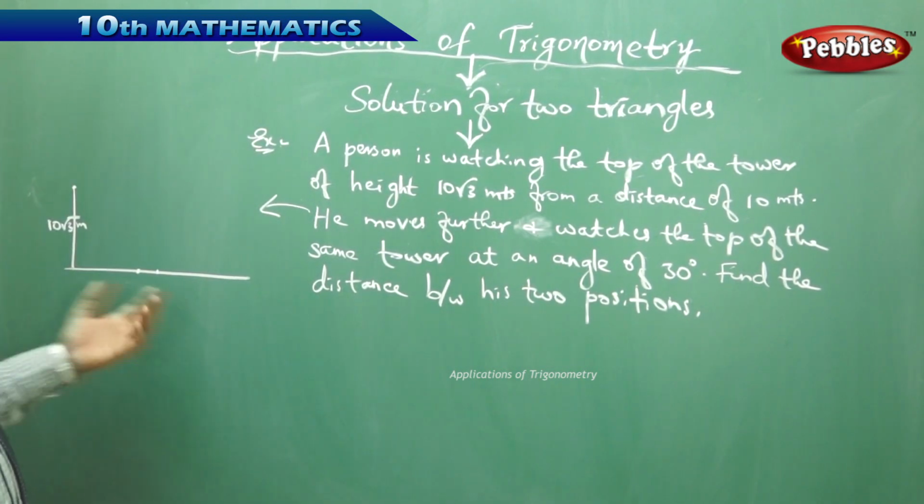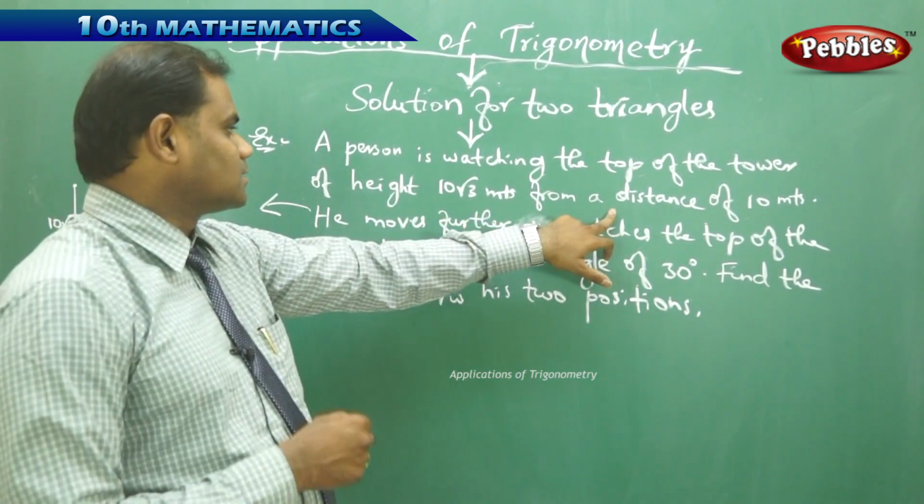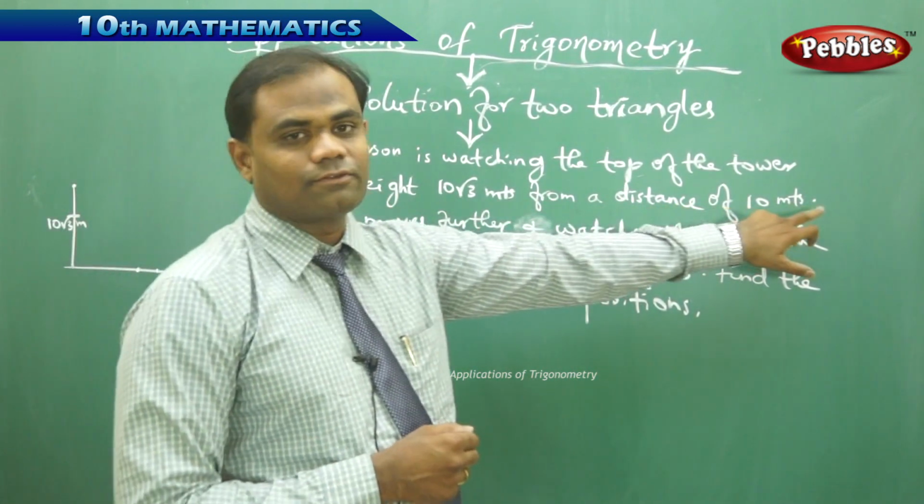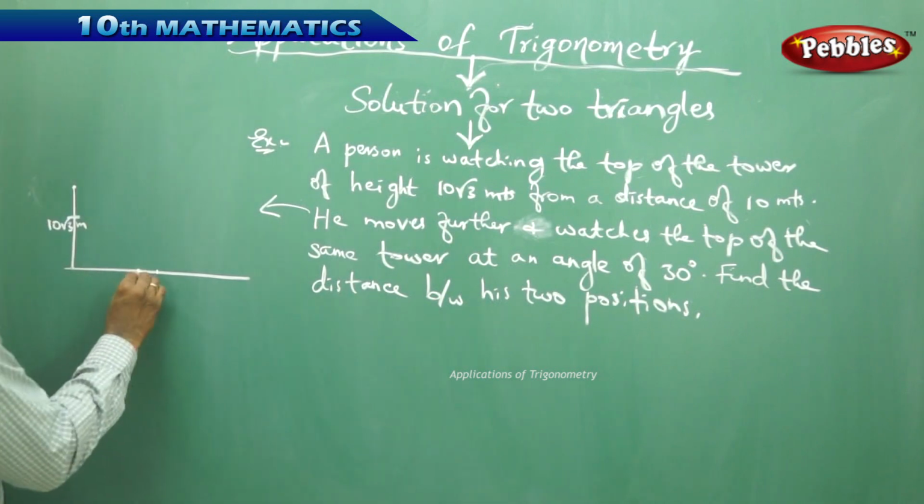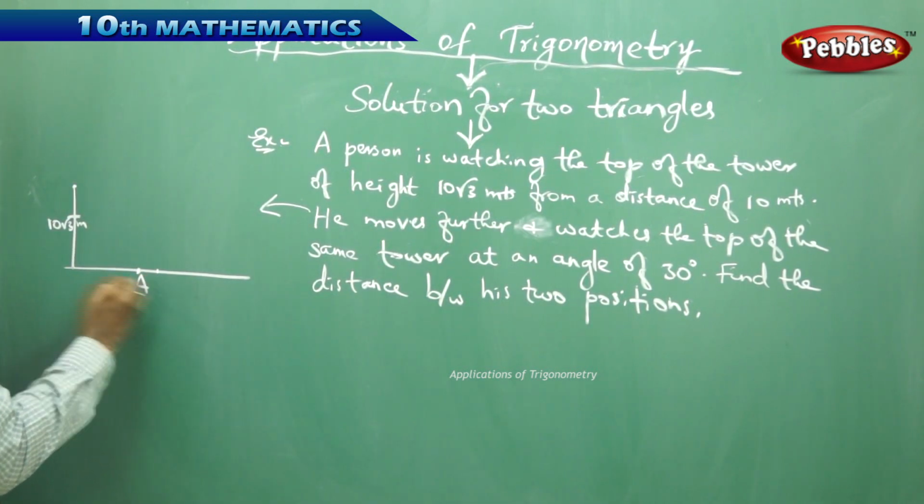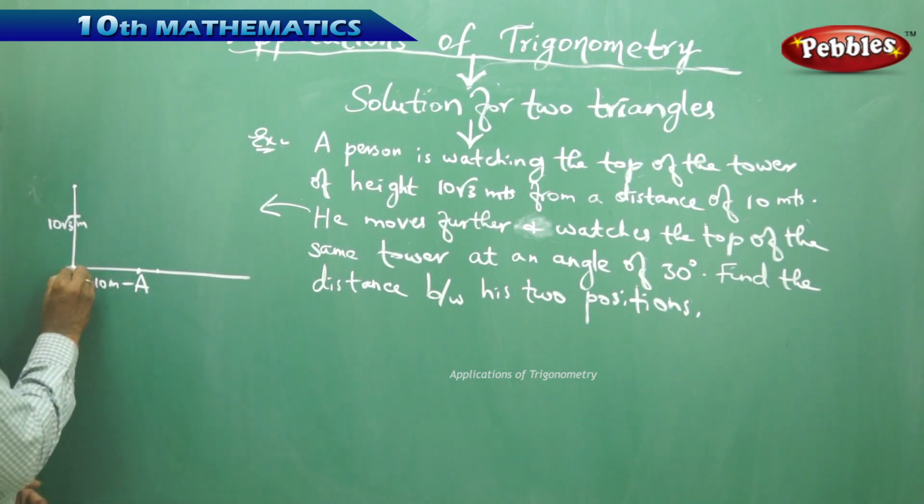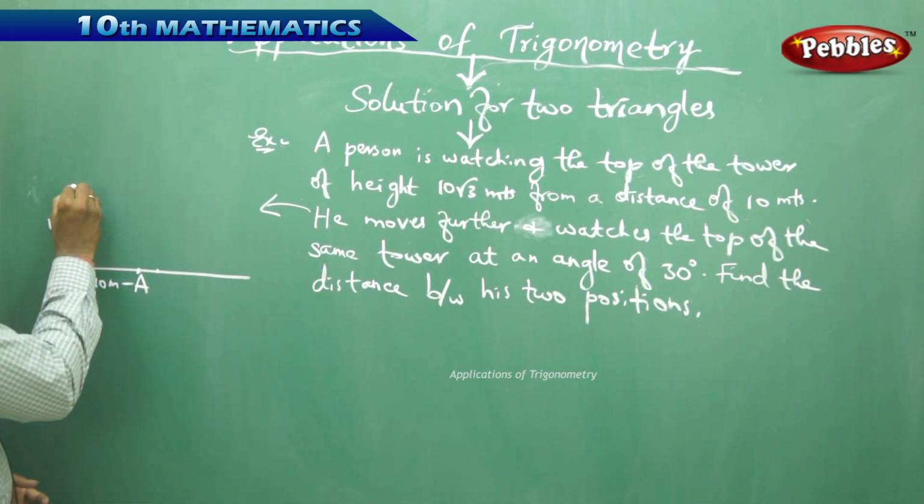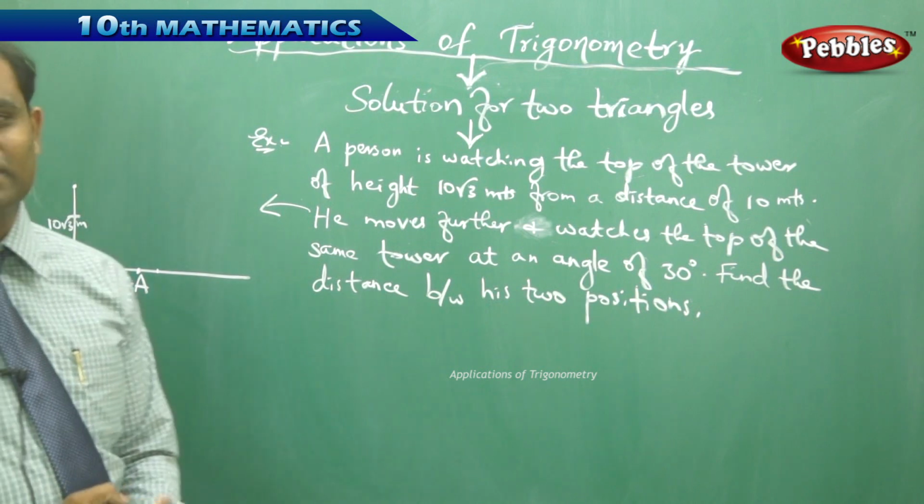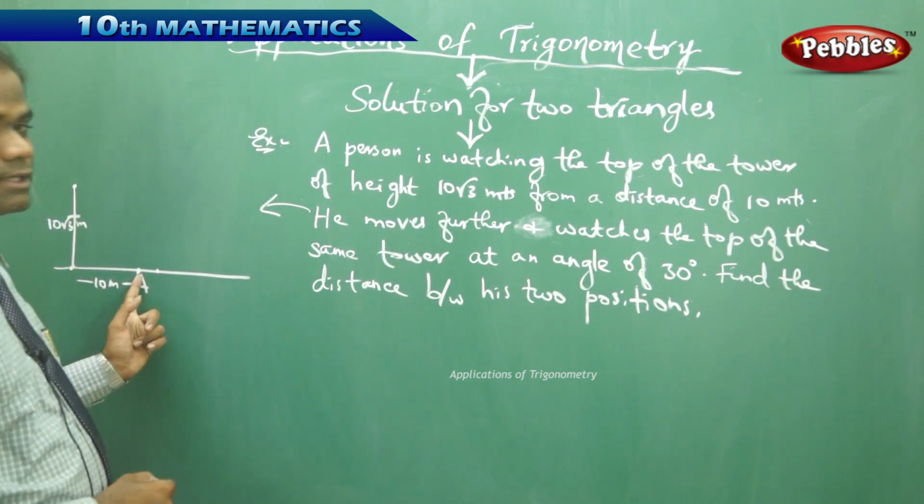So now we have to take the next information, which says that the person is watching from a distance of 10 meters. Therefore, if the person is initially at A, he is at a distance of 10 meters from the foot of the tower. This is the foot of the tower and this is the top of the tower. So 10 meters away is this.